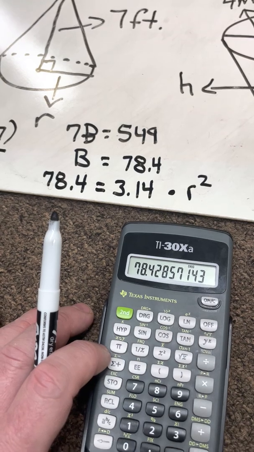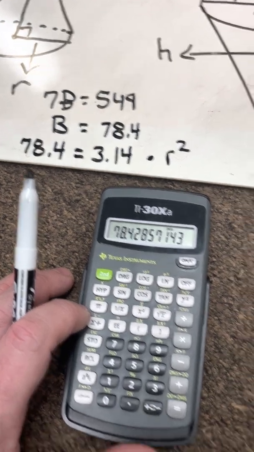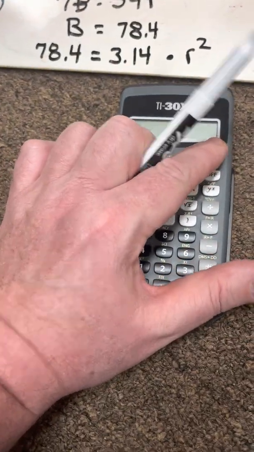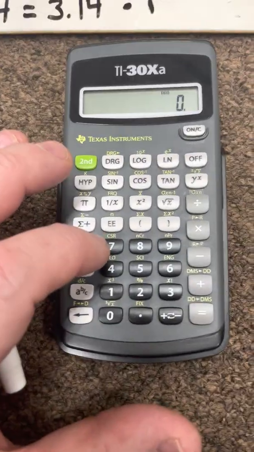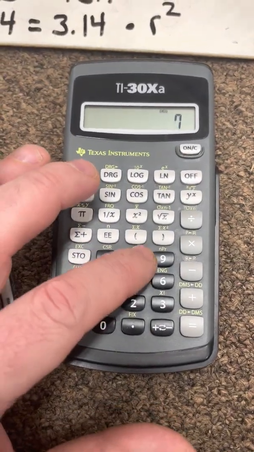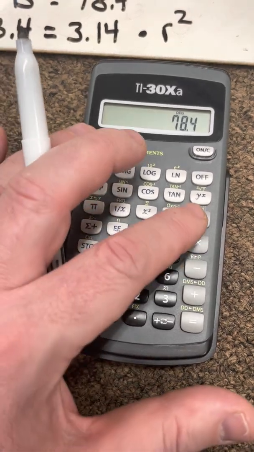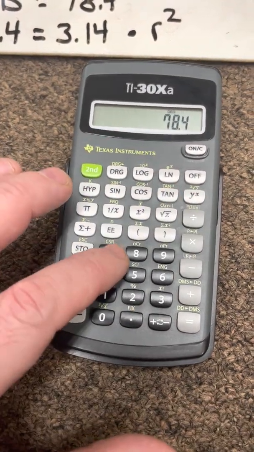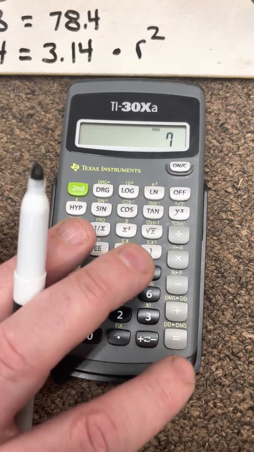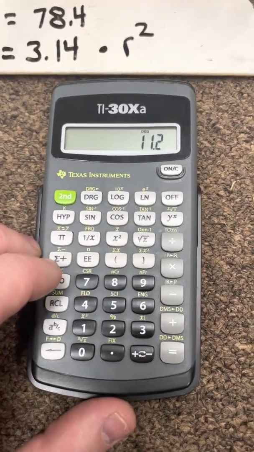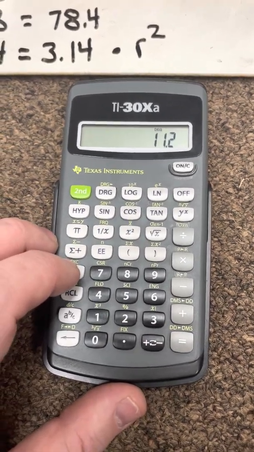So I'm going to take 78.4. In fact, what I'm going to do is just try something here and see what happens. Let's take 78.4 and divide that by 7. Let's see if 22 over 7 can work. Ooh, that finished out pretty nicely, 11.2.